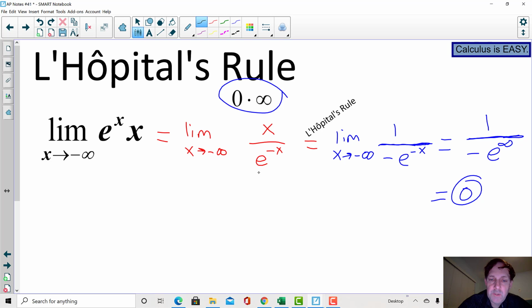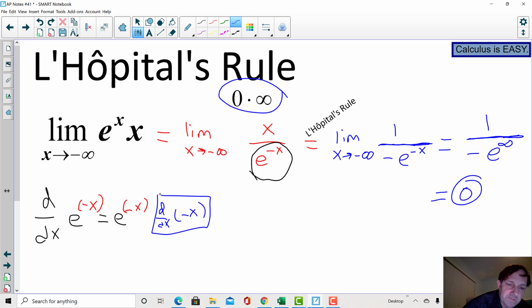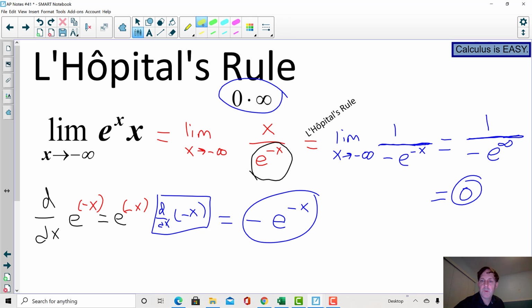Now let's take a closer look at doing the derivative of e to the negative x. The derivative of e to the x is just going to equal e to the x. But we didn't have an x, we had a negative x. So we're going to have to do the chain rule. So we got to do the derivative of negative x. So the chain rule gives us an extra negative 1. And that's how we're getting this extra negative on the bottom here when we use L'Hopital's rule.